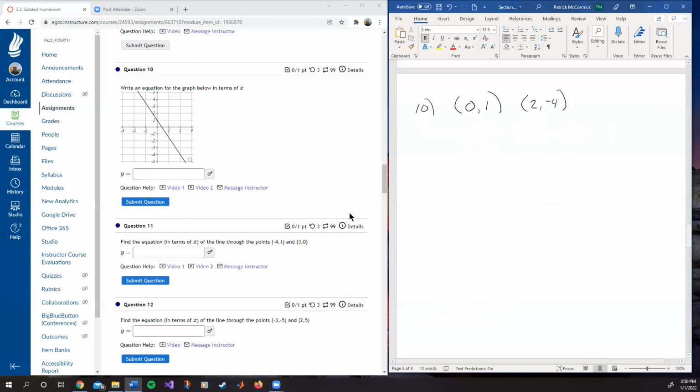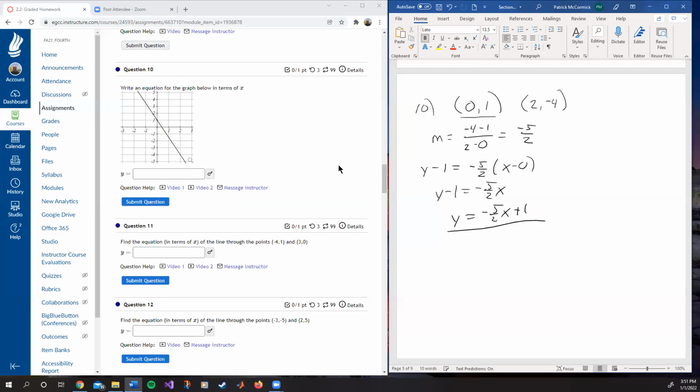So now we're going to put this in our point slope form of a line. So we need a slope. So our slope here is m equals change in y over the change in x. So -4 minus 1 over 2 minus 0. So -5/2. Now let's find the equation. So y minus y1. So we'll use this first point here. So y minus 1 equals -5/2 times x minus 0. So y minus 1 is equal to -5/2 x. So y is equal to -5/2 x plus 1.